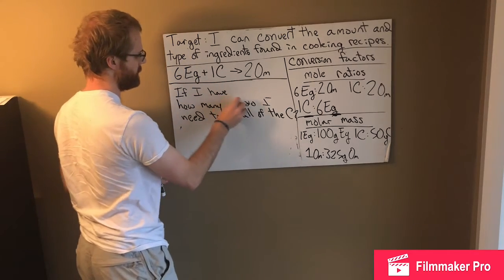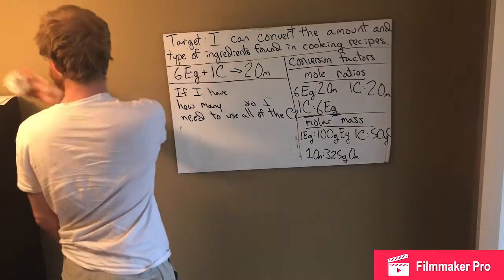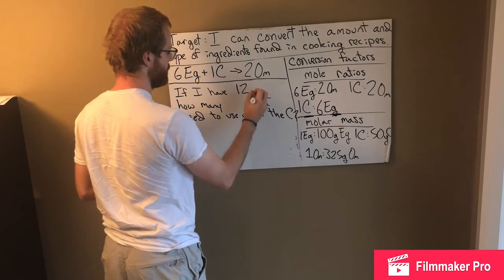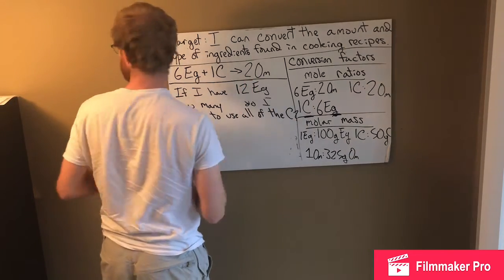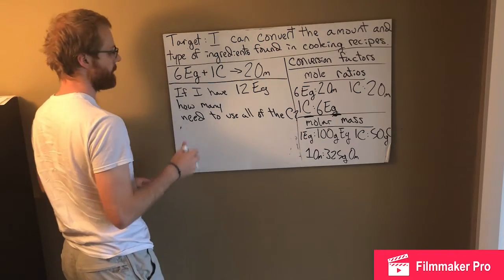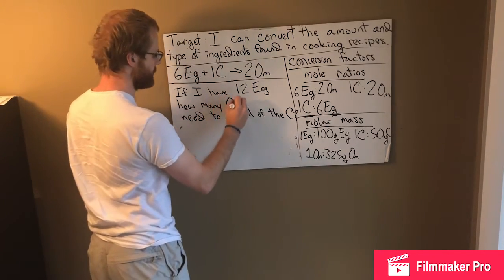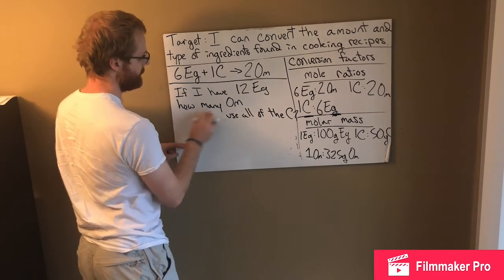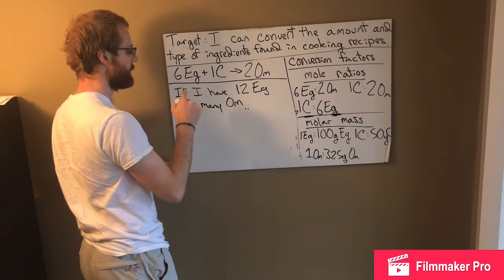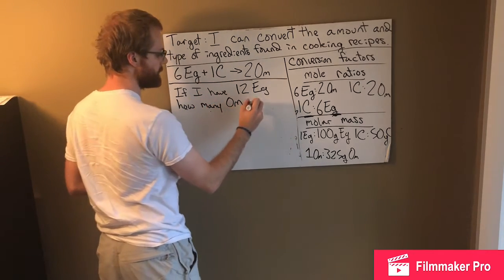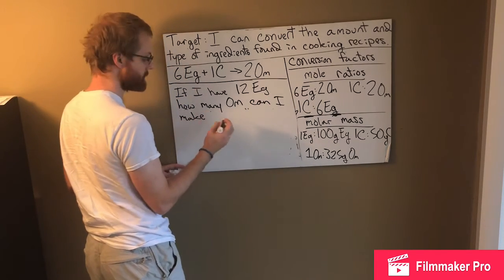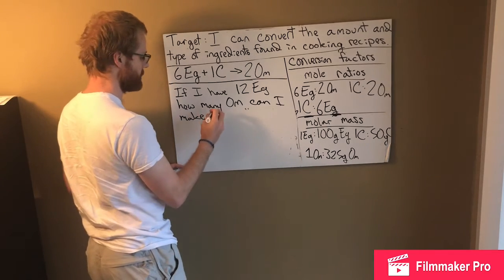Let's say I'm telling you how many eggs we have. So let's say I have 12 eggs. Just went to the grocery store, paid like 89 cents, got myself a dozen eggs. I want to know how many omelets I can make. Assuming I've got enough cheese, right? Assuming I'm not going to run out of cheese or anything like that. But if I have 12 eggs, how many omelets can I make, assuming I have extra cheese or an excess amount of cheese?